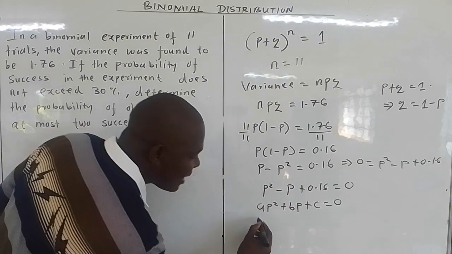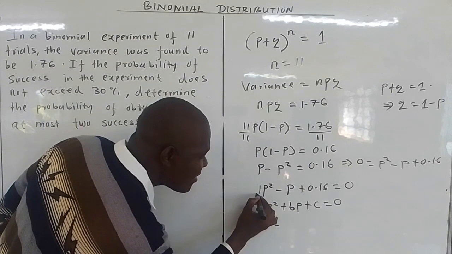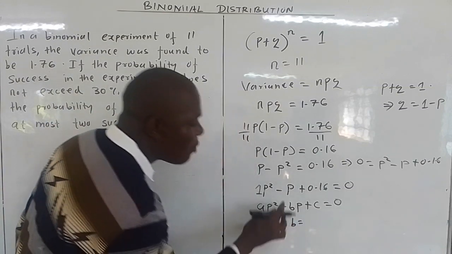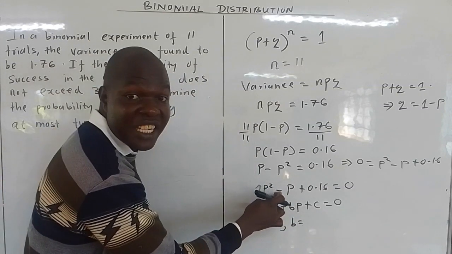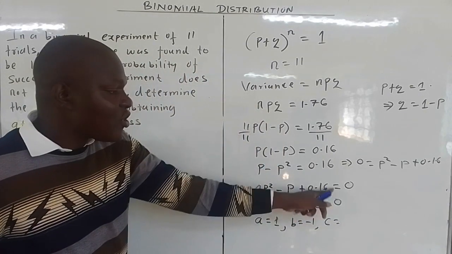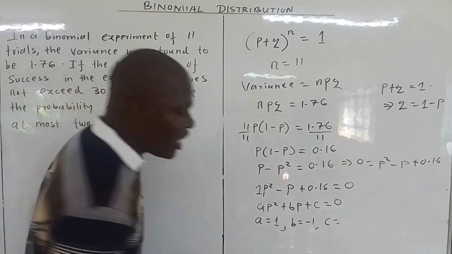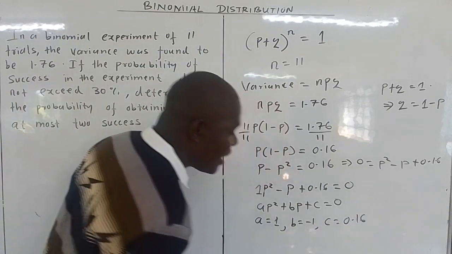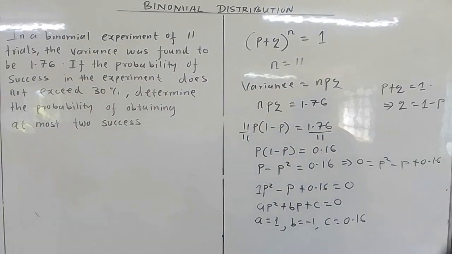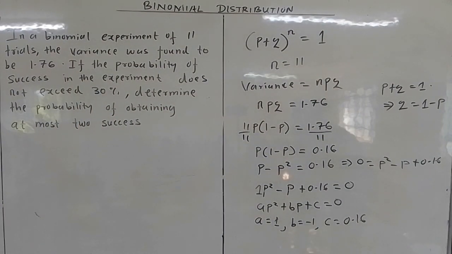So what is your a? Your a is the coefficient of p squared, which is 1. And what is your b? Your b is the coefficient of p, which is negative 1. And your c is the constant term, which is positive 0.16. So what are the solutions of p? Go to the calculator. Have you chosen equations? Which equation is quadratic there? Number 3. You can see number 3 is ax squared plus bx plus c equal to 0.